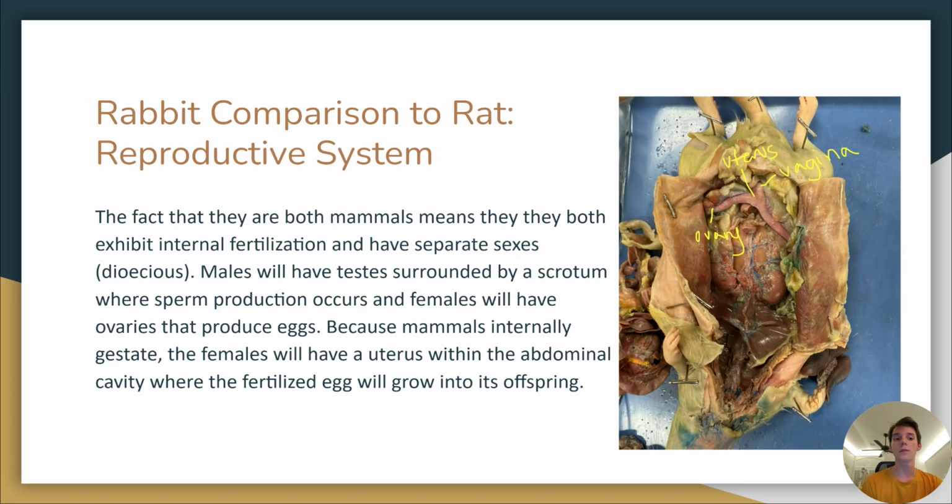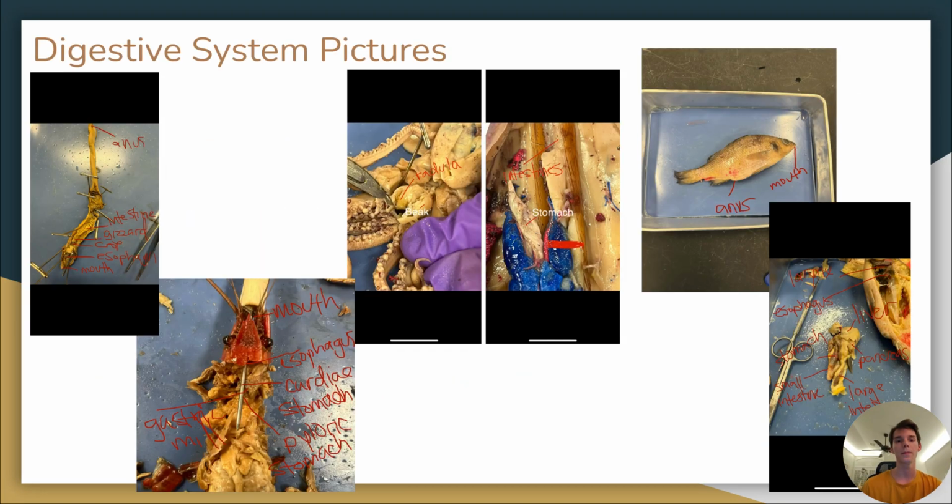And the reproductive system of a rabbit is going to be dioecious because they are mammals. That means they're separate sexes. The males are going to have testes surrounded by a scrotum where the sperm production occurs, and then females have ovaries that produce eggs, and they both internally gestate. So the rabbit's going to internally gestate. The embryo is going to grow inside the uterus.